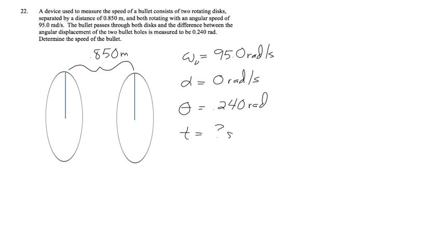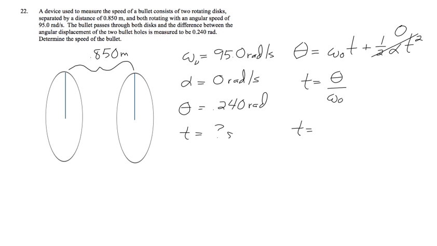My equation is theta equals omega original t plus 1/2 alpha t squared. That's the formula I'd be using. The alpha is 0, so 1/2 alpha t squared is 0, which makes it easier to rearrange to solve for time. Time is going to be theta divided by the original angular velocity. And if we plug in the numbers, we'll get the time.